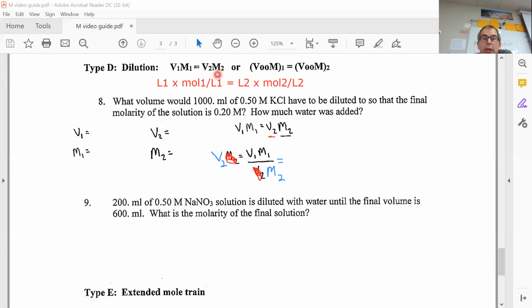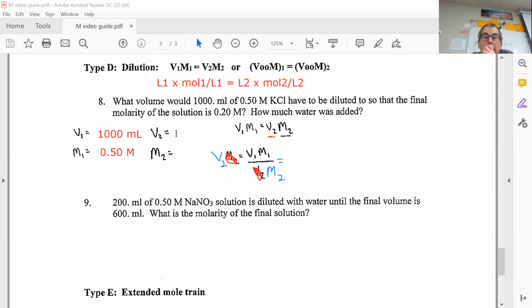What I'm going to do is find my initial conditions. It looks like I have 1,000 milliliters of 0.50 molar KCl. So I'm going to identify those and put those as my V1M1. I'm going to do 1,000, and notice that's in milliliters, and my molarity is 0.50. I'll just put an M for that, but we know that that's a molarity.